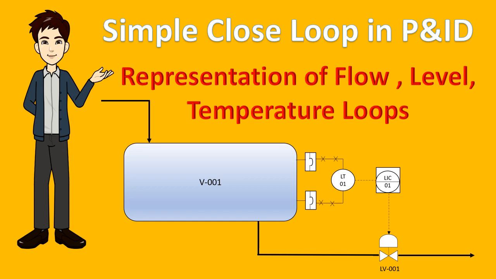In this particular lecture, we are going to discuss the basic process control system, or closed loop system, and how the closed loop is represented in the P&ID. We'll be taking an industrial example to show you how the flow, level, and temperature loops are represented in a P&ID.